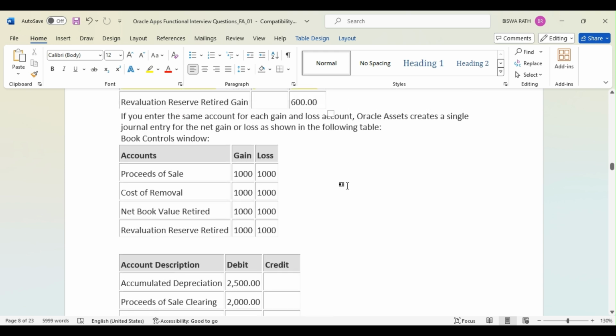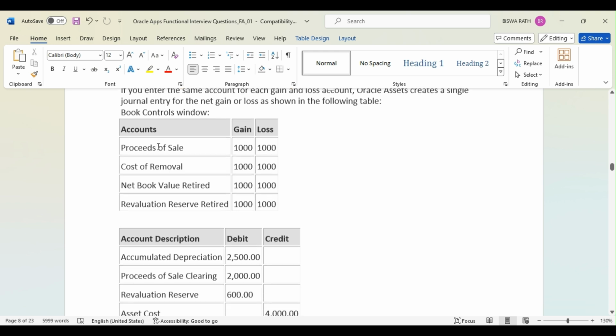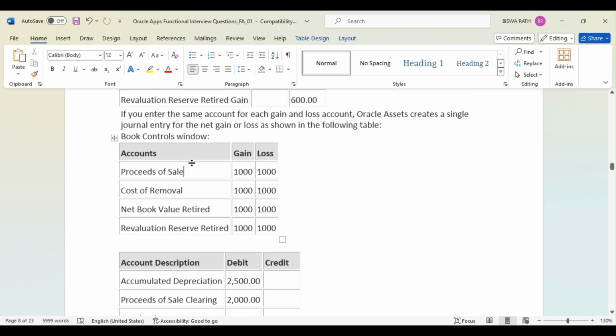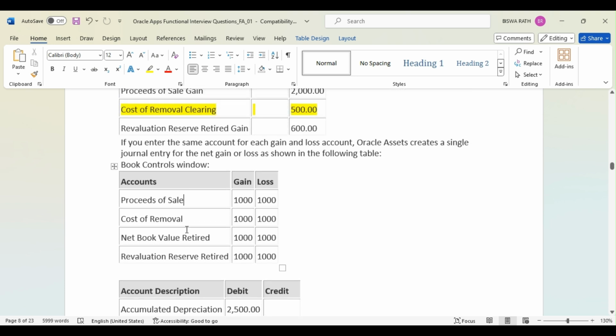If you enter the same account for each gain and loss account, Oracle Asset creates a single journal entry for the net gain or loss and shows the following tables. Proceed of sale 1000, cost of sale 1000, net book value 1000, revaluation reserve 1000. I think this is more of the same amount it is saying, right? If you incur the same amount, other than the scenario you discussed earlier. So this is how the treatment of the accounting entry will be.